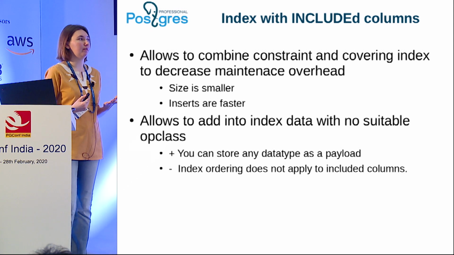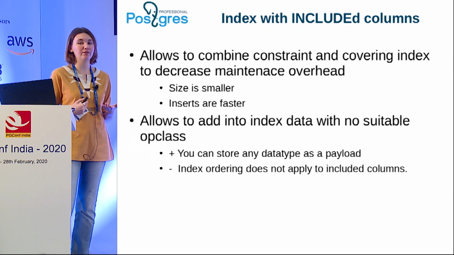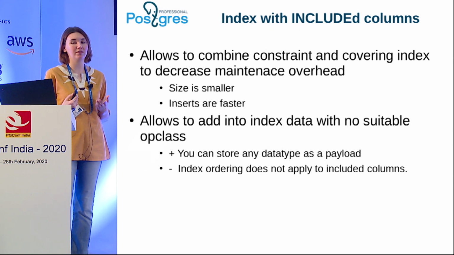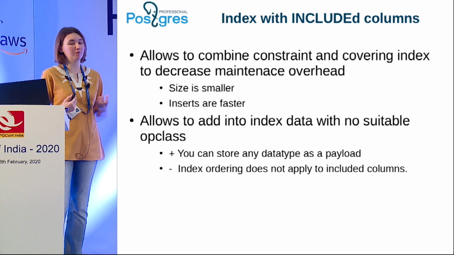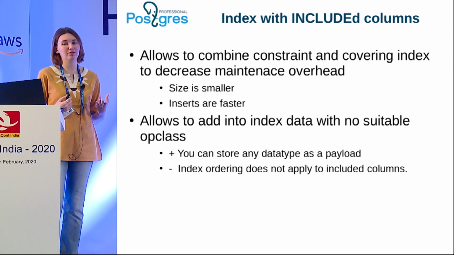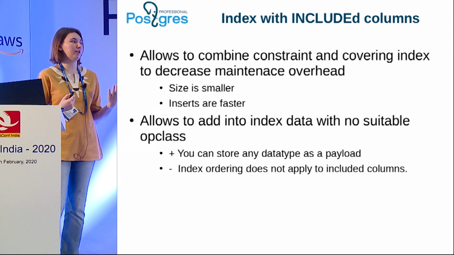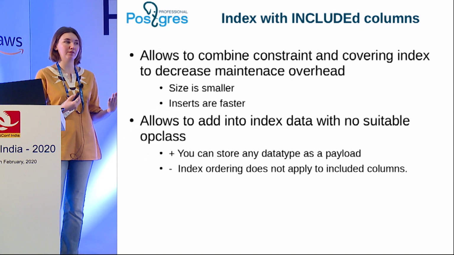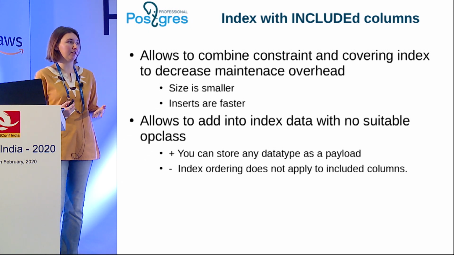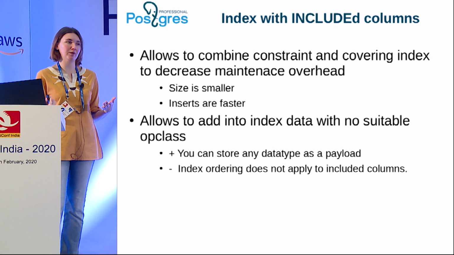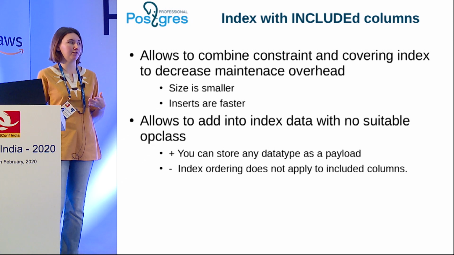So what are the benefits of this feature? It allows to combine a constraint and a covering index and decrease maintenance overhead. Since the size of the index becomes smaller, inserts are faster, and everything is just good. Also, one more benefit is that it allows to add into an index some data without a B-tree op class. Let's say you want to query some geospatial information from your table by ID. Or you may want to query some specific data type information from your table by user ID.